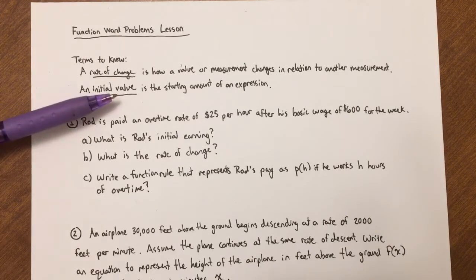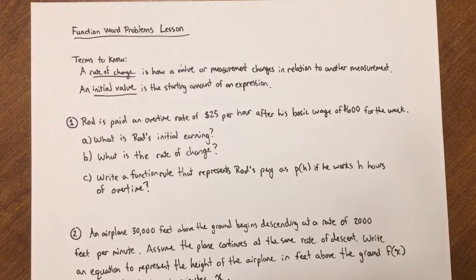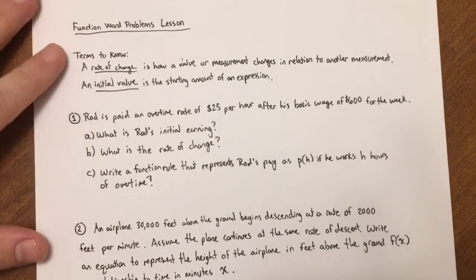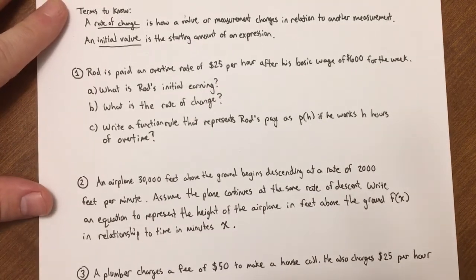An initial value is the starting amount of an expression. So those are the two terms that you would probably see most often in these types of word problems that we're going to be dealing with. So let's start off by looking at the first word problem.